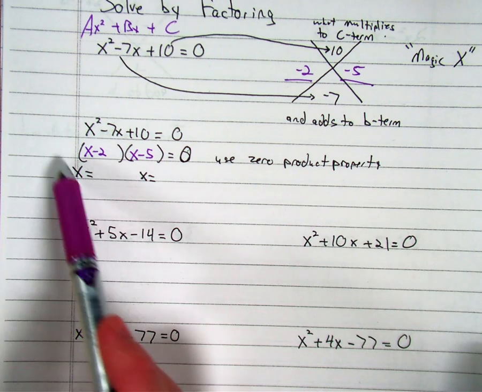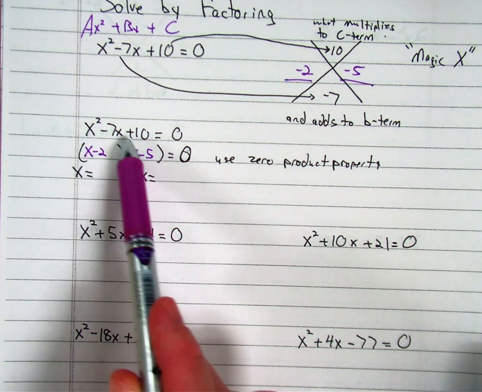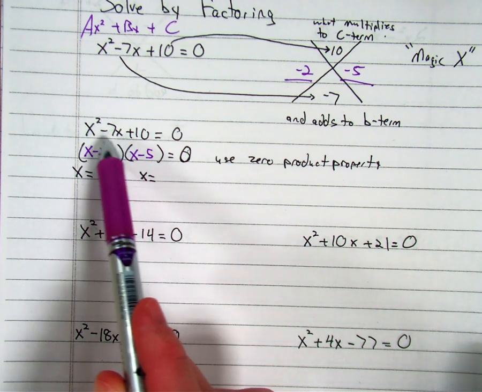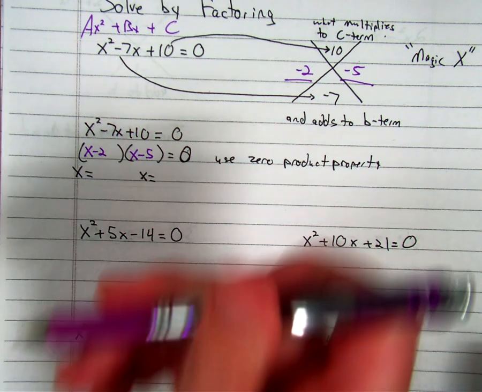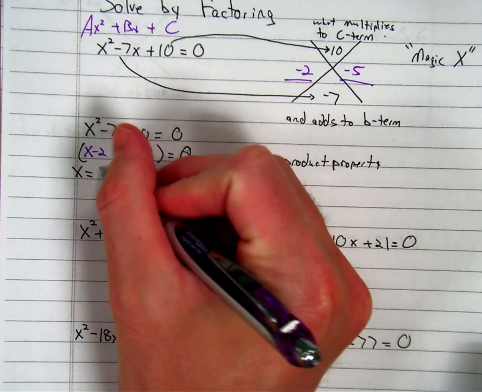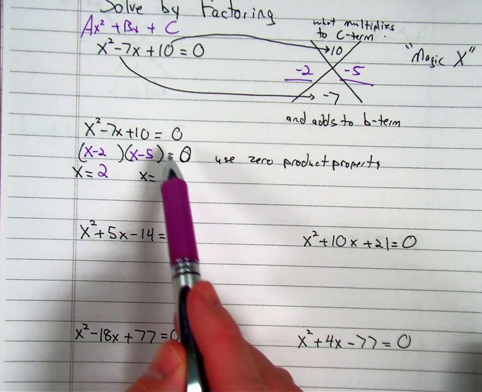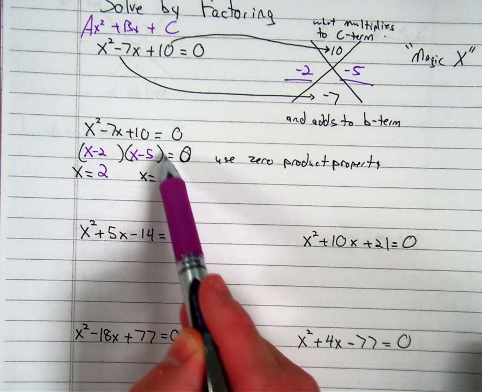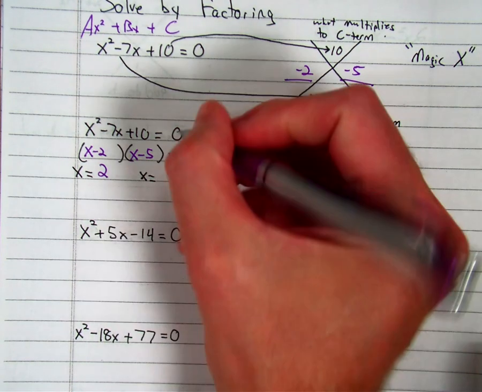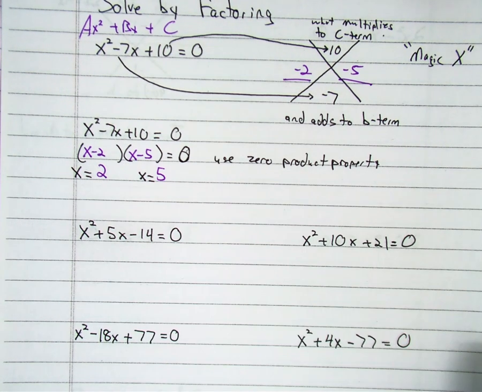So what would make this parentheses group be 0? If x was positive 2, 2 minus 2 would be 0. What would make this parentheses group equal 0? Positive 5. Okay, and that's how we solve with factoring.